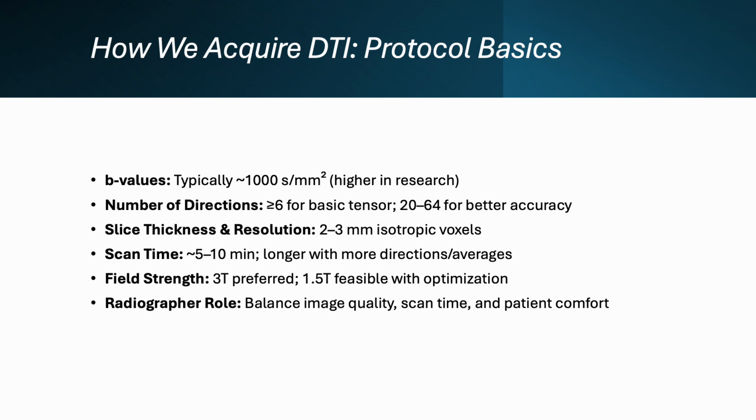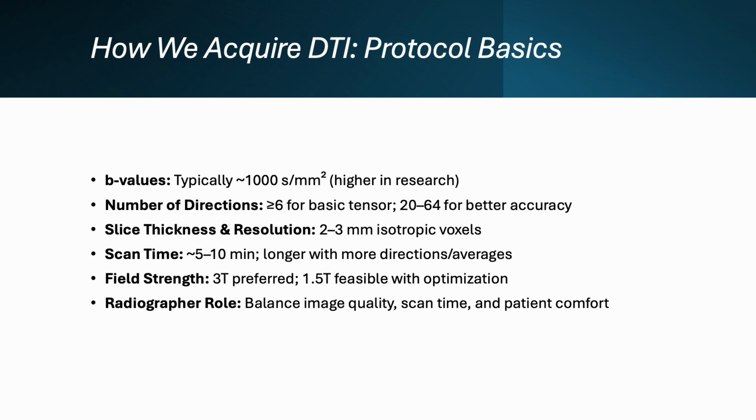While you need a minimum of 6 for a basic tensor calculation, most clinical protocols use between 20 and 64 directions to improve the accuracy. And third is the voxel size. So the voxel size matters. We aim for about 2 to 3 millimeters isotropic voxels. Remember, they have to be isotropic.